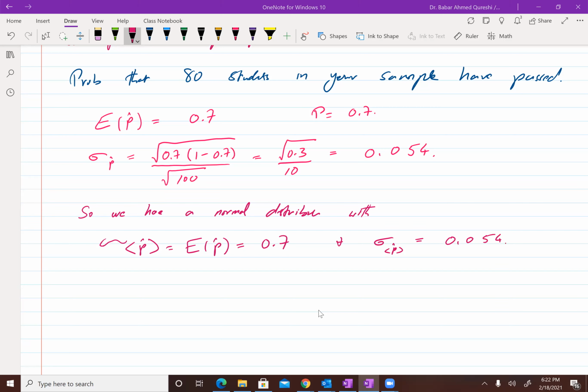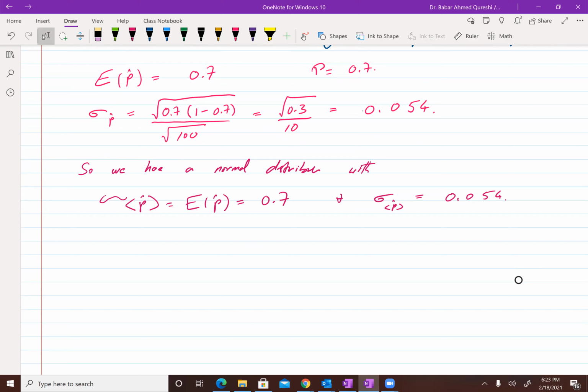So you have to listen to me carefully. Big P is the population proportion of people who have passed in the population, and small p, or p hat, is the proportion in the sample. They obviously are not going to be the same, because the sample is just a random choice of all those people, and you don't expect them to be exactly the same.